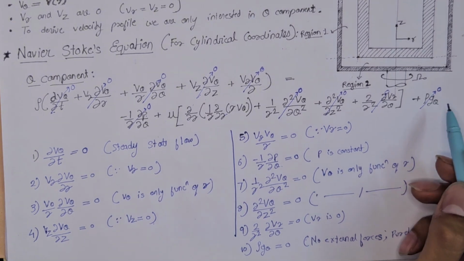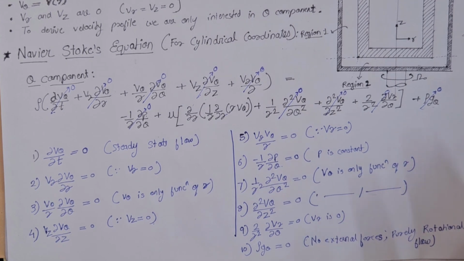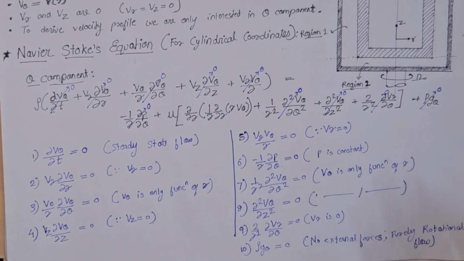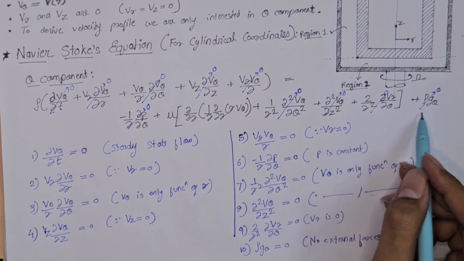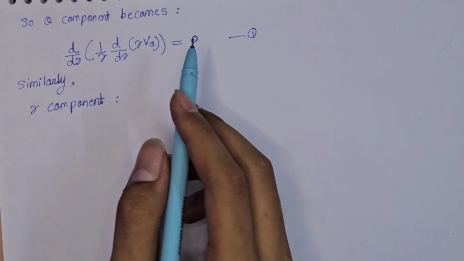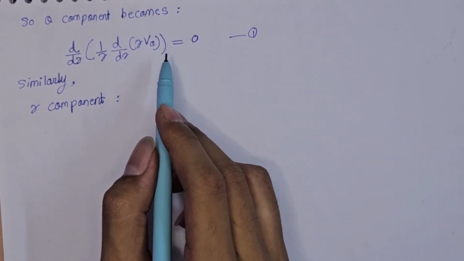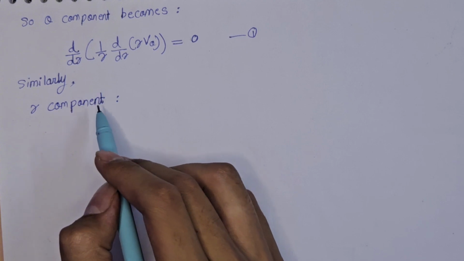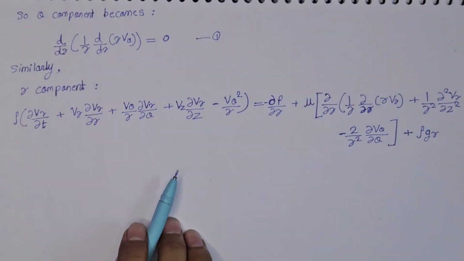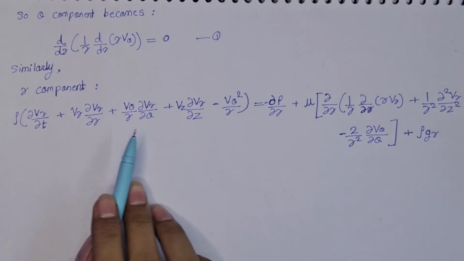And now coming to the last piece, we have rho g theta. This is 0 because there are no external forces and the flow is purely rotational. So we consider this as 0. So by reducing, we are only left with this term. And similarly, we can also perform it for the r component. So we have written here the r component equation, the Navier-Stokes equation.